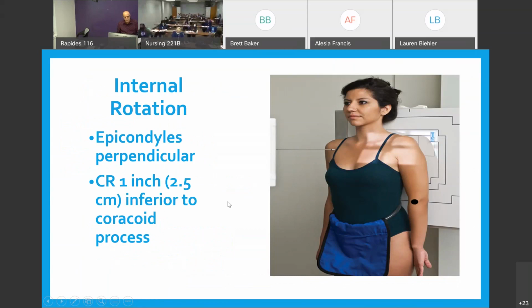Internal rotation. Notice that the epicondyles are going to be what? Perpendicular. It's 1 inch inferior. Again, for your test question, it is 1 inch inferior to the coracoid. But for clinical, you will have to move them over a little bit medially to include the what? Sternal end of the clavicle. Everybody got that? You have to have it on there.